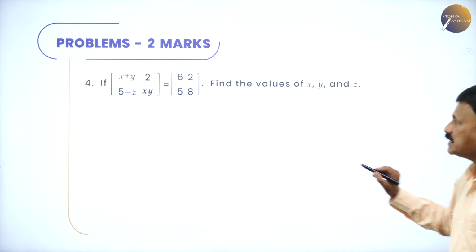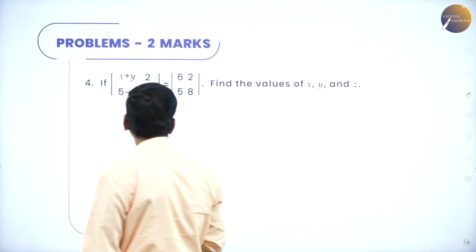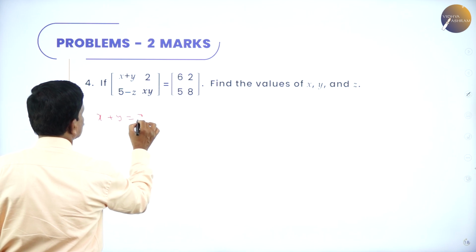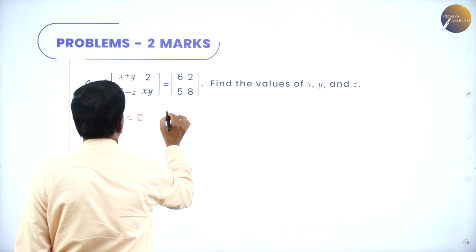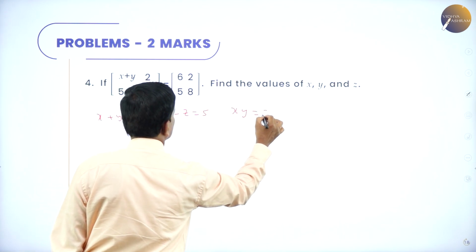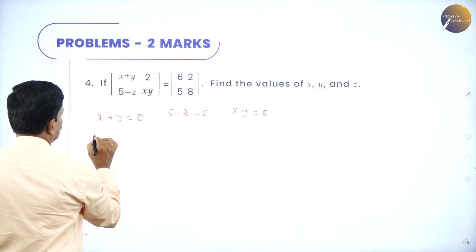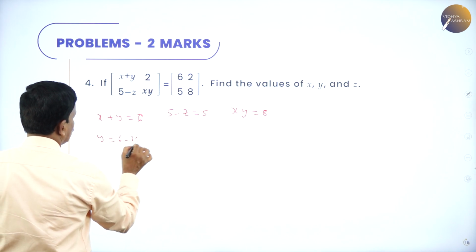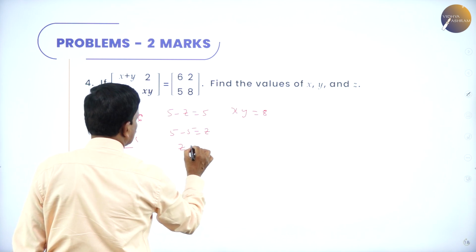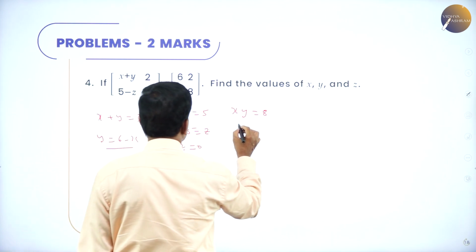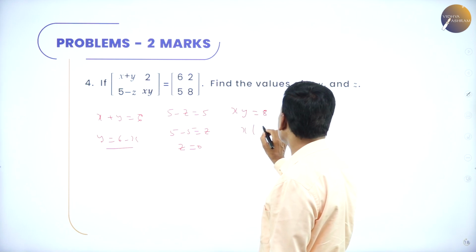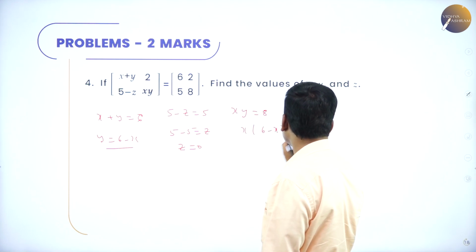Now next, take this problem. X plus y is equal to 6. Then 5 minus z is equal to 5. Xy is equal to 8. So y is equal to 6 minus x. Here 5 minus 5 is equal to z. Z is equal to 0. Now substitute the value of y here. This is x into y, which is x into 6 minus x, is equal to 8.